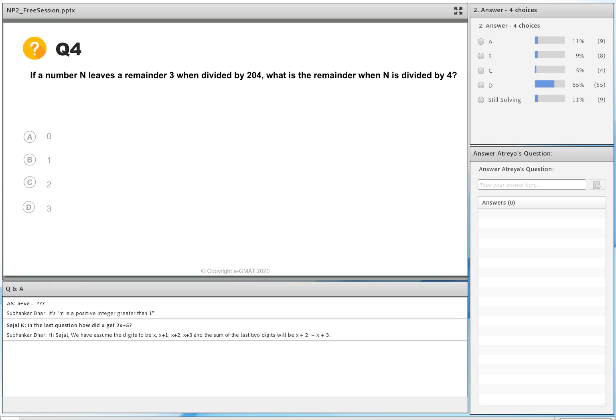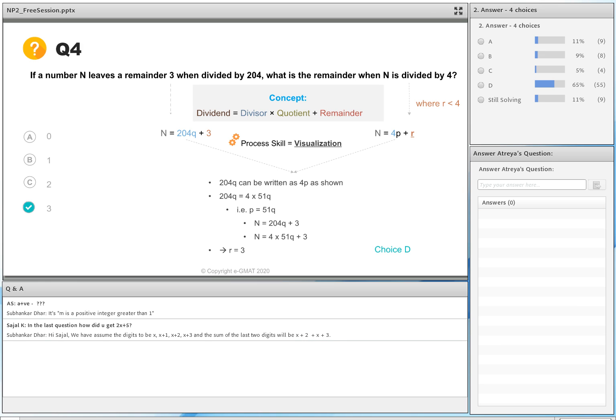All right, now in this question, we'll learn a very important concept that we will be using throughout the next set of questions. So let's focus on the concept that we are learning here. A very important concept in GMAT number properties is that the dividend is equal to the divisor times quotient plus remainder, where the remainder is always less than the divisor. Here the divisor asked in the question is 4, so the remainder should always be less than 4. In the question, it is given that a number leaves a remainder of 3 when divided by 204.